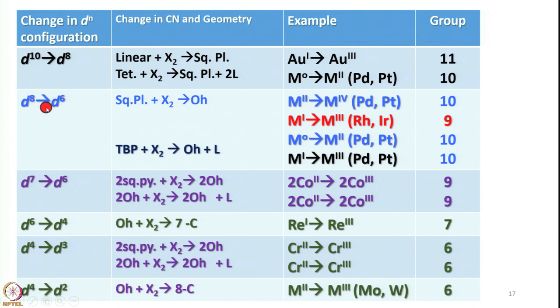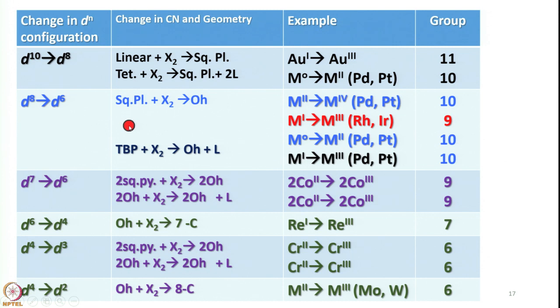Similarly, when you consider d8 species, that changes to d6, a two electron change, and if you consider Vaska's compound, or group 10 species in plus 2 state, nickel, palladium and platinum, or group 9 metals in their plus 1 state, rhodium or iridium, this can happen: d8 to d6, a 16 electron species becomes an 18 electron species, and then they will have octahedral geometry. One such is palladium or platinum going from plus 2 to plus 4, or rhodium and iridium going from plus 1 to plus 3, or palladium and platinum going from 0 to 2, also quite possible. Many square planar complexes of platinum and palladium in plus 2 state show this kind of oxidative addition.